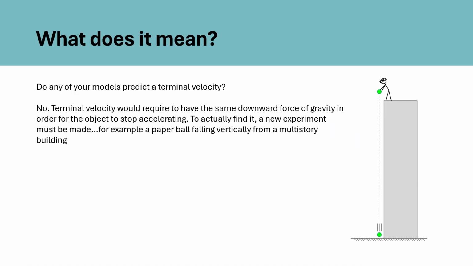Do any of your models predict a terminal velocity? No. Terminal velocity requires the upward drag force to equal the downward force of gravity in order for the object to stop accelerating. To actually find it, a new experiment must be made, for example, a paper ball falling vertically from a multi-story building.